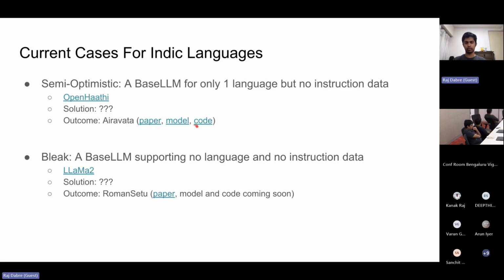We have the paper, model and code. You can take a look at it. But this kind of base LLM might not always exist for all Indian languages. So what do you do in such a situation? You're in a bleak situation. In this case, you have no choice but to rely on models like Llama 2 and more recently Llama 3. Llama 3 is a bit more multilingual than Llama 2, but it is still English majority. So that is an issue. Still, because you have no other choice, you need to figure out a way to use these models.